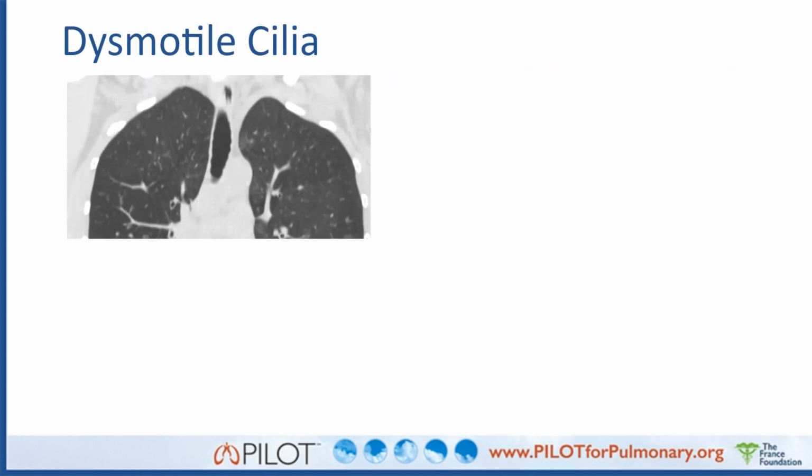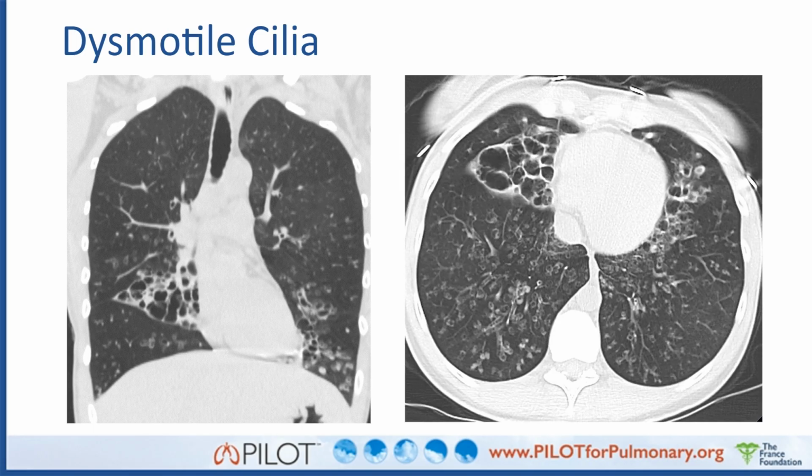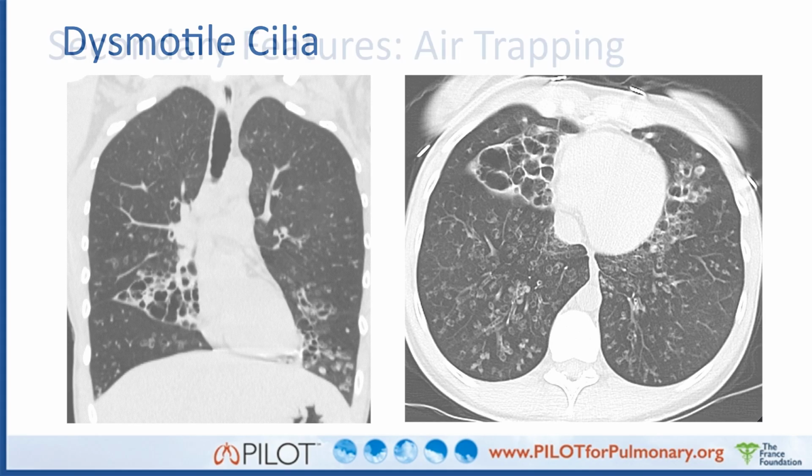Here's another example of dysmotile cilia. So a lower lung predominant bronchiectasis, we see the dilated bronchi. They are thick-walled. They have mucoid impaction and tree-in-bud opacities. And this is very characteristic of dysmotile cilia, especially if the patient is younger in age.